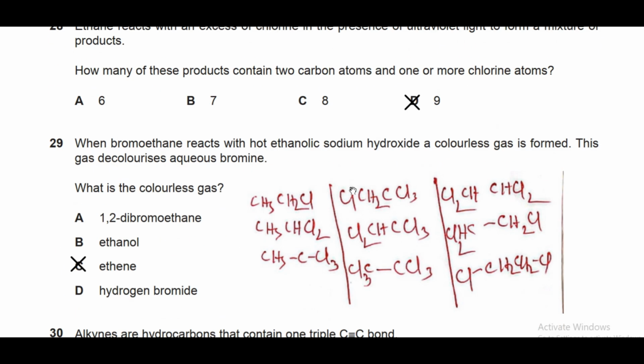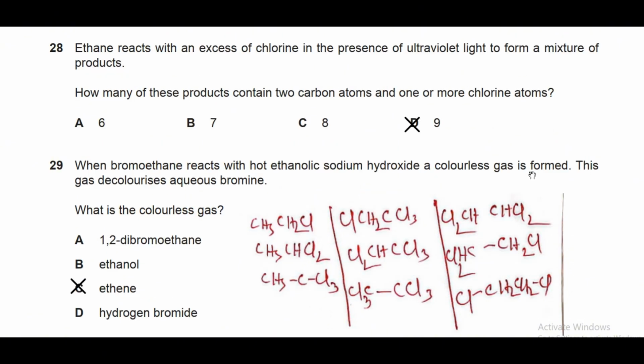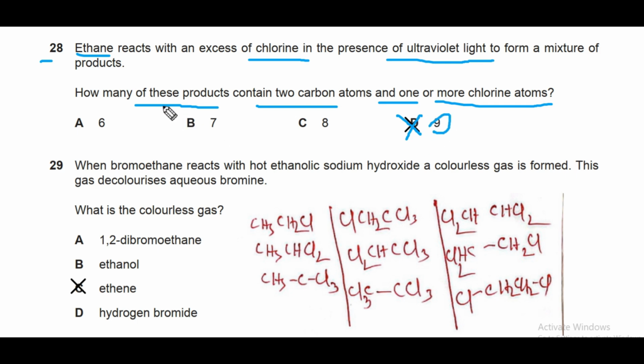Next, ethane reacts with an excess of chlorine in the presence of ultraviolet light to form a mixture of products. How many of these products contain two carbon atoms and one or more chlorine atoms? This answer will be D, 9. Nine products can form which contain two carbon atoms and one or more chlorine atoms.